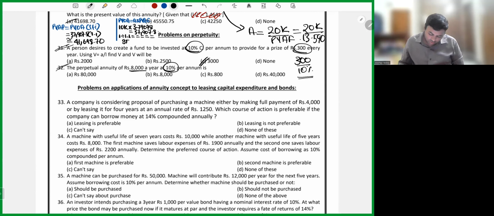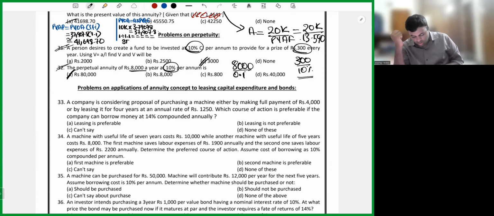Perpetual annuity of 8,000 a year. Every year you need to receive 8,000. Rate of interest is 10%. So either you do A divided by I, 8,000 divided by 0.1, or 8,000 divided by 10% directly. In either case, you will get the same answer, 80,000. A divided by I, or A divided by R into 100, both are the same, my dear friends.